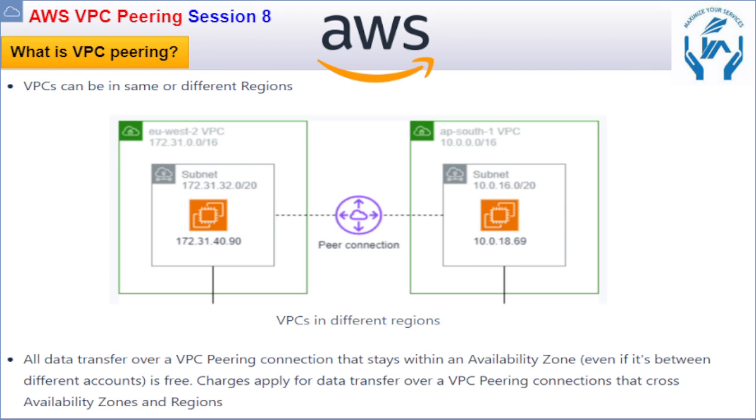All data transfer over a VPC peering connection that stays within the availability zone, even if it's between different accounts, is free. So within the same region, if we have a number of VPCs, virtual private clouds, the connection and communication between them is free. Charges apply for data transfer over a VPC peering connection that crosses availability zones and regions. Let's suppose the above example will be charged because one VPC is in Europe West and the second is in AP South. So you have to know and take care where you are going to pair a VPC.